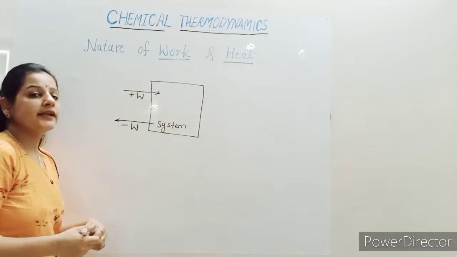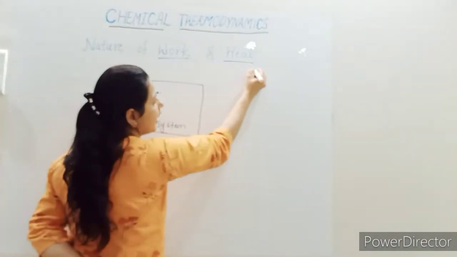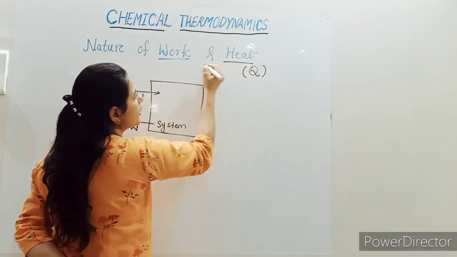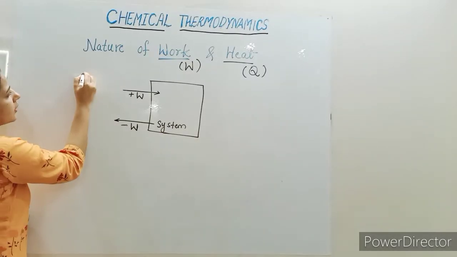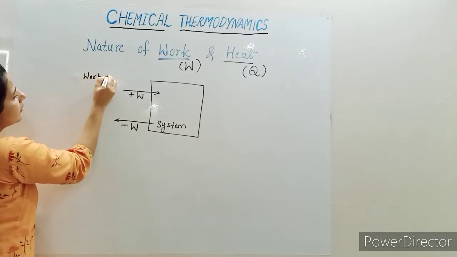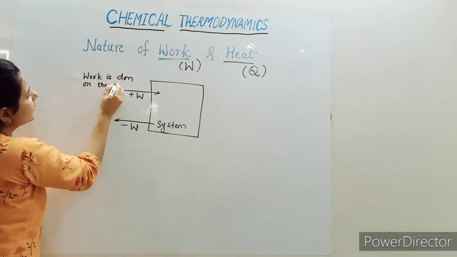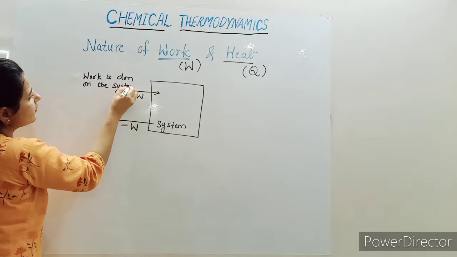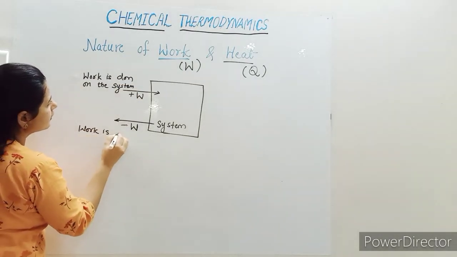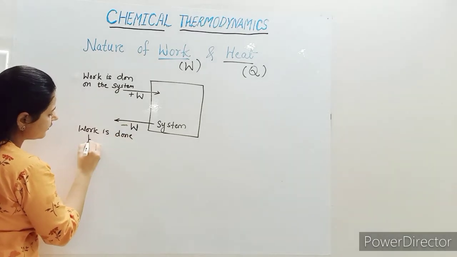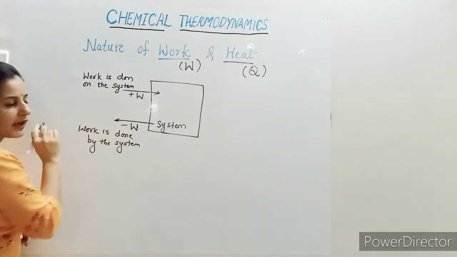Okay, similarly heat transfer. I have said that heat transfer is denoted by Q and work done is denoted by W. Okay, so whenever the work is done on the system, then it will be plus W, and whenever the work is done by the system, then it is negative, minus W.